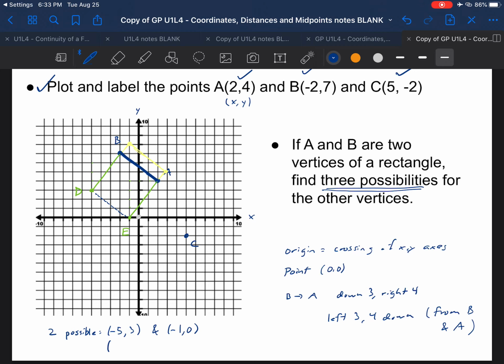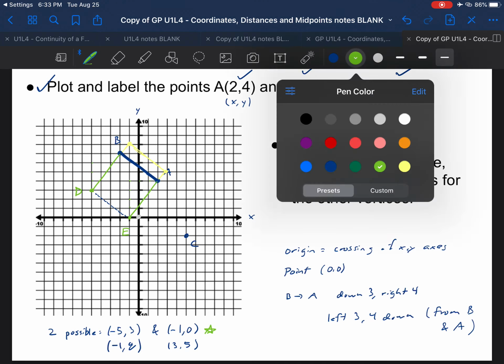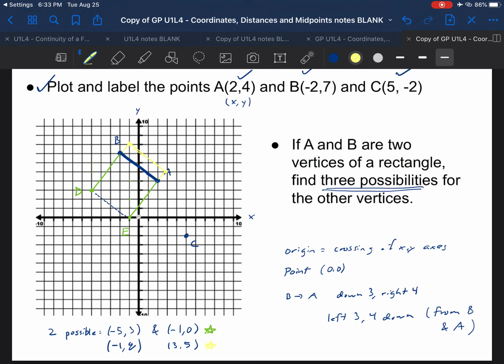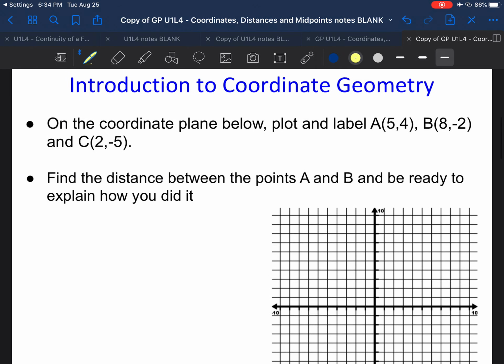All right, so 1 up and 1 over from B would be negative 1, 8, and 1 up, 1 over from A would be 3, 5. Okay, so this pair would create the green rectangle. Let's actually color code that. So this makes the green, and the negative 1, 8 and 3, 5 pair would create the kind of cool looking, in my opinion, yellow. All right.